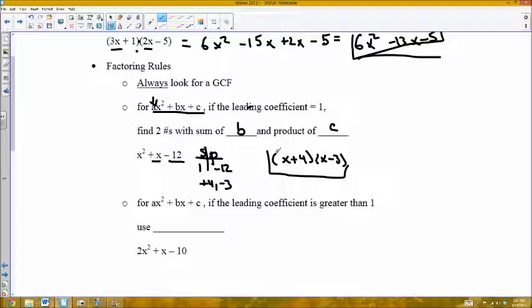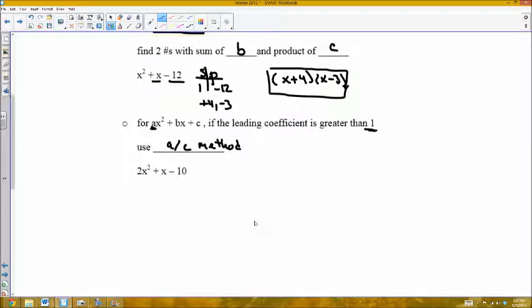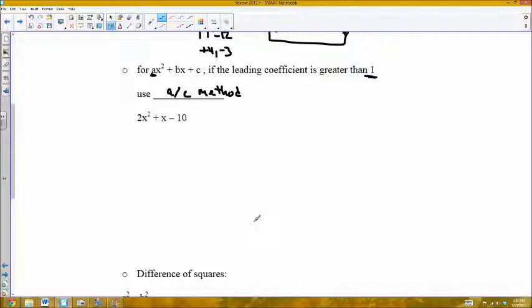Where things tend to get more complicated, which is what we looked at this year, was when this a term is not 1, so it's greater than 1, so this coefficient is not 1. You're actually looking for things that have a product of a times c using the AC method. Okay, so now we have two versions of this AC method, and I'm going to go through both of them right below here. I'm going to do them in two different colors so you can tell the difference.